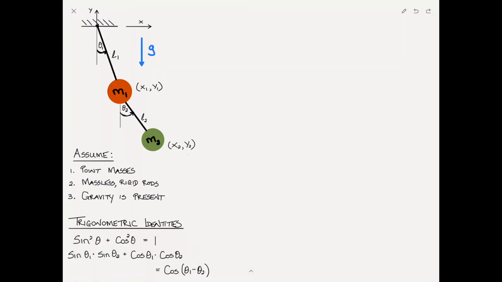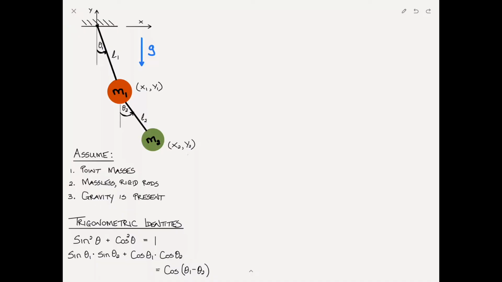We can assume that the masses are point masses, which is to say that there's no rotatory kinetic energy or rotatory inertia about its center of gravity, and that gravity is present in the problem. Also, I've given the two trigonometric identities, sine squared theta plus cosine squared theta equals 1, and sine of theta 1 times sine of theta 2 plus cosine theta 1 times cosine of theta 2 is cosine of theta 1 minus theta 2. This is also known as the double angle formula, and these will come up later in simplifying some of the algebra.